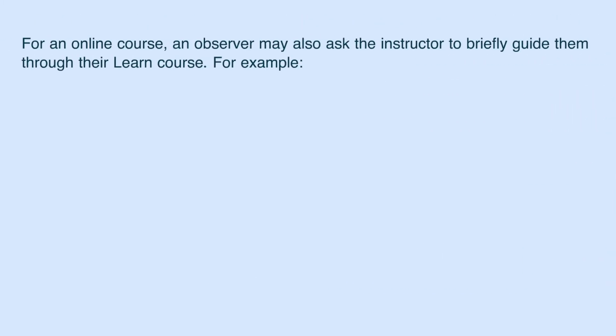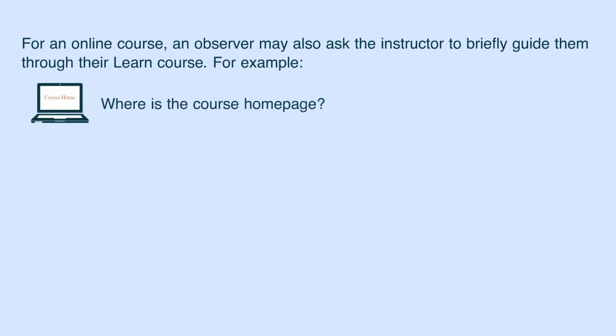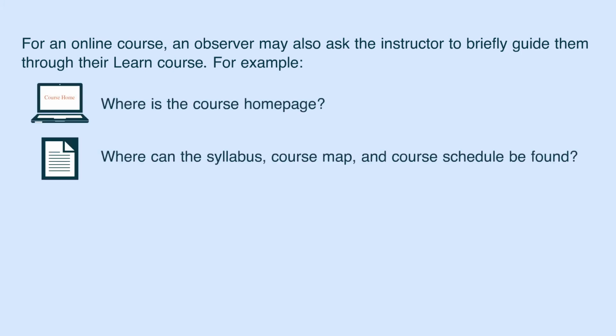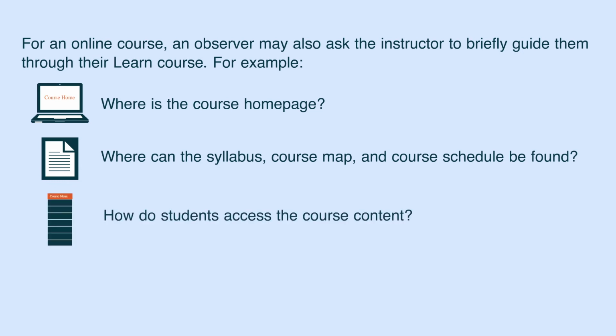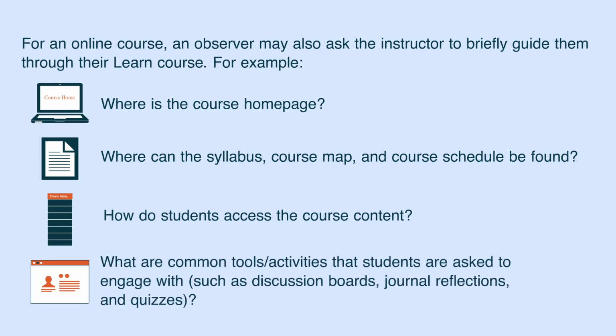For an online course, an observer may also ask the instructor to briefly guide them through their Learn course. For example, where is the course homepage? Where can the syllabus, course map, and course schedule be found? How do students access the course content? What are common tools or activities that students are asked to engage with, such as discussion boards, journal reflections, or quizzes?